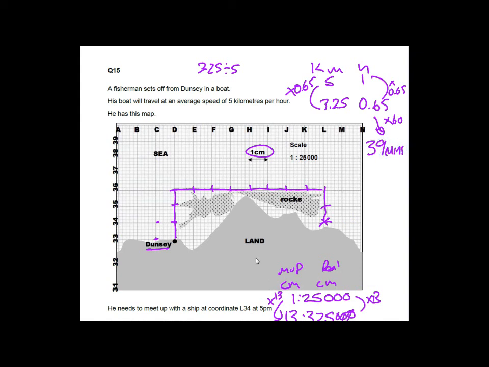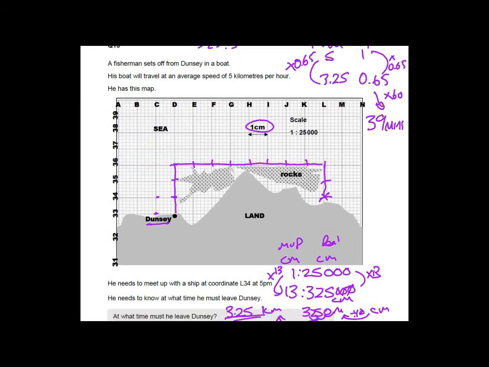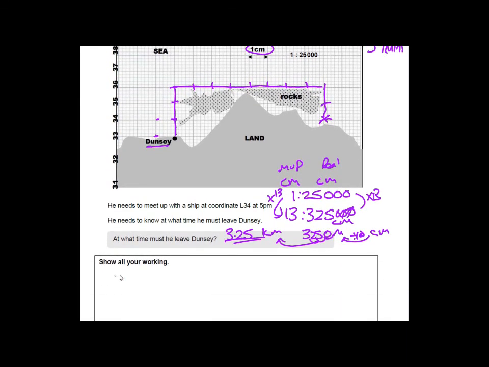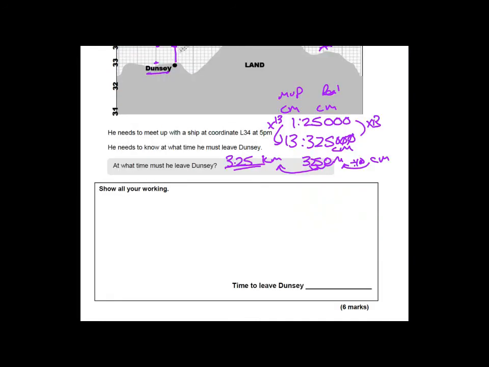Now, we've been told that he needs to be there at 5 p.m. So if we've got 5 p.m. as our start point, we're going to come back in time by 39 minutes. So we can take off 30 minutes, which takes us to 4:30. Then we can take off the 9 minutes, so we're at 4:21. So the time he needs to leave Dunsey is 4:21, and don't forget it's PM. And that question in total is worth 6 marks.